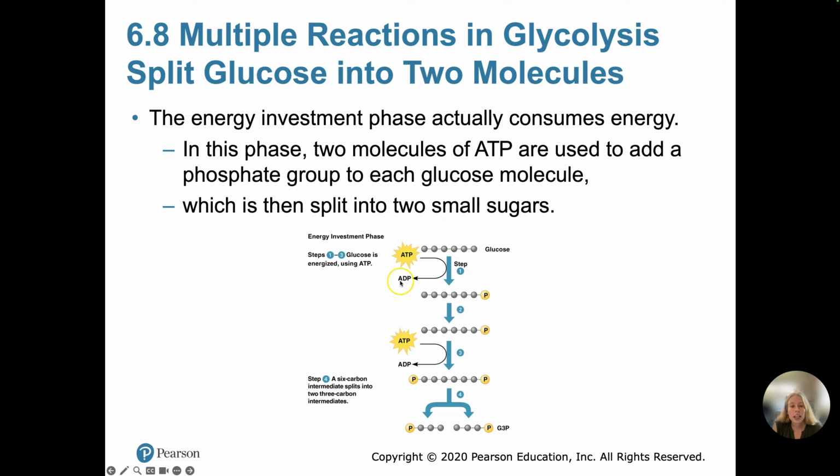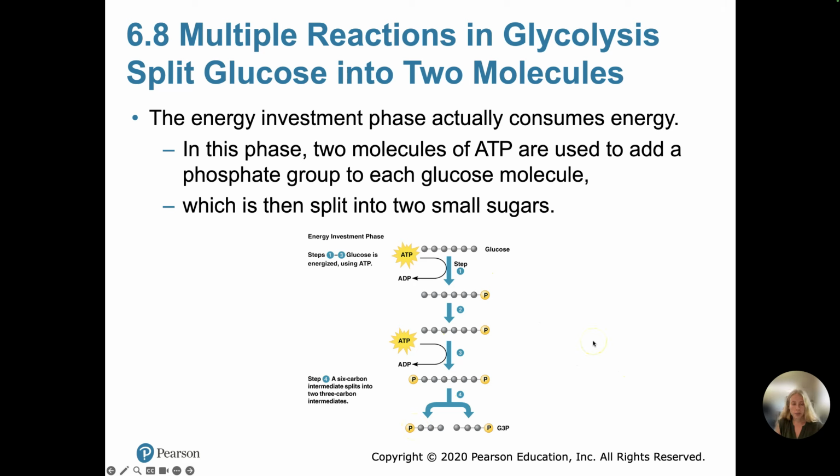We're going to walk through this step by step. So we start out with a 6 carbon molecule glucose. ATP is used to then add a phosphate group onto the end of glucose. So we still have a 6 carbon molecule, but now with a phosphate group. Again, we have our 6 carbon molecule with the phosphate group. ATP is used again to add a phosphate group to the other side of this molecule. So now we have a 6 carbon intermediate with a phosphate group on either end. That 6 carbon intermediate is then going to split into 2 3 carbon intermediates, which we see here. Each 3 carbon intermediate does still have an attached phosphate group. So these are steps 1, 2, 3, and 4.